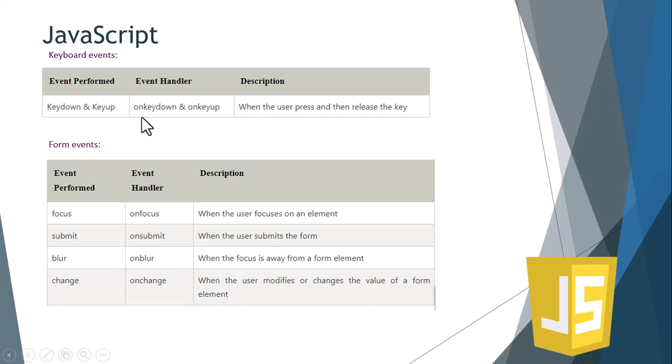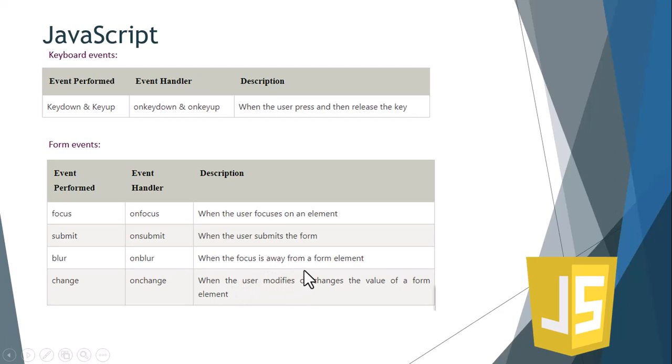For the form events, you have focus, submit, blur, and change. The event handlers for those events are onfocus, onsubmit, onblur, onchange. And the descriptions are: when the user focuses on an element, when the user submits the form, when the focus is away from a form element, and when the user modifies or changes the value of a form.